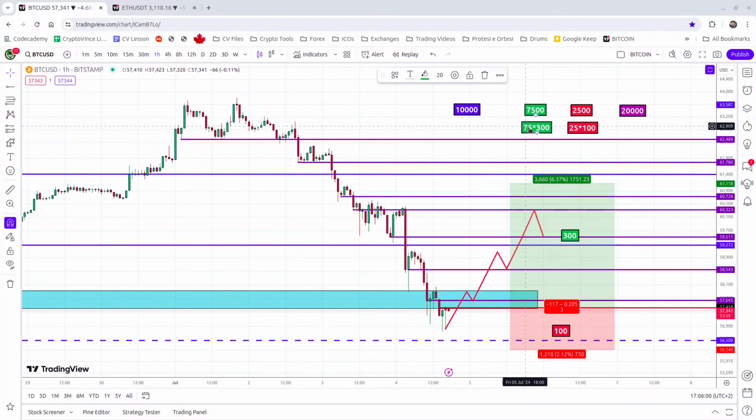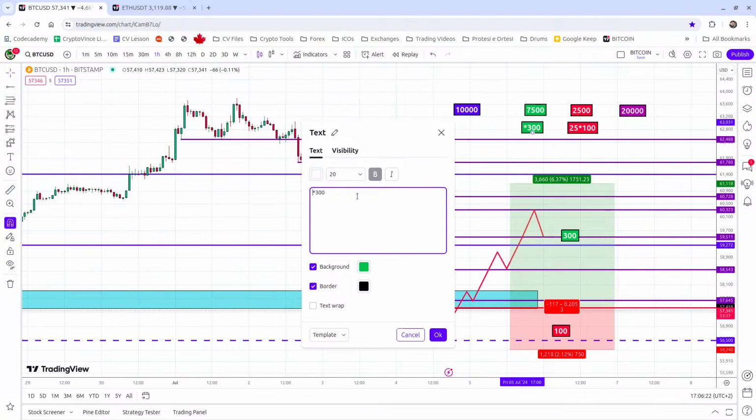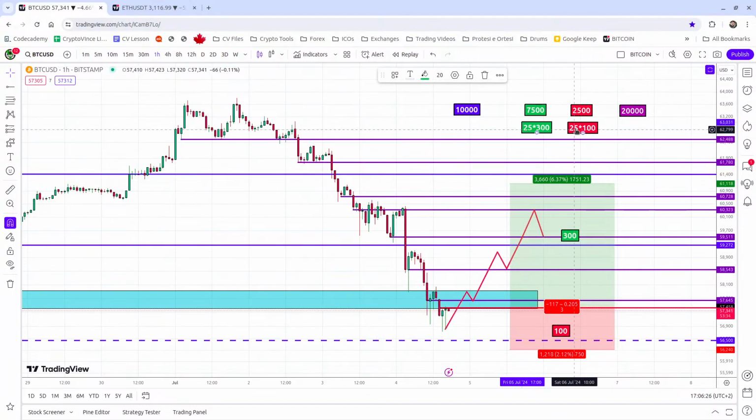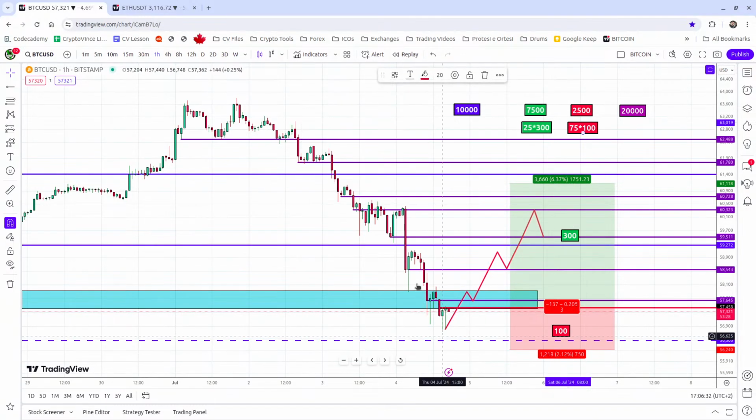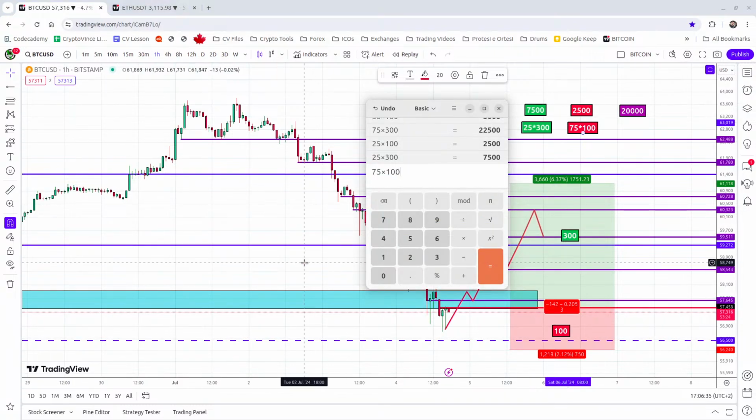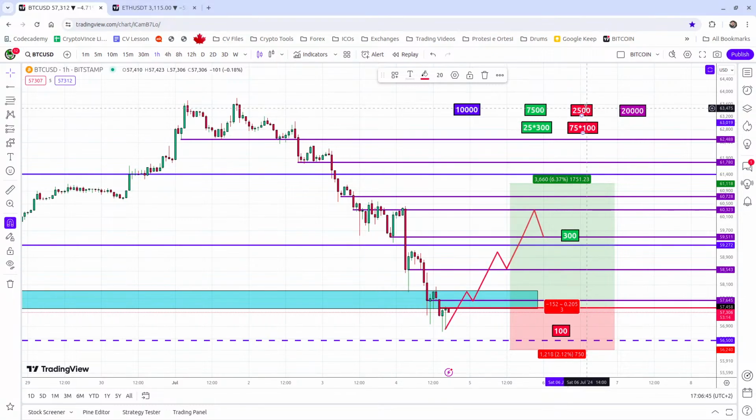Okay, so what I was saying, 25 win rate. I win 25 trades. For every trade, I win 300 because I'm dealing with 1 to 3R. As I said here, I lose 100, I win 300, so I make 7,500. And then the losing trades, I'm gonna lose 75 trades out of 100. 75 times 100 is 7,500.